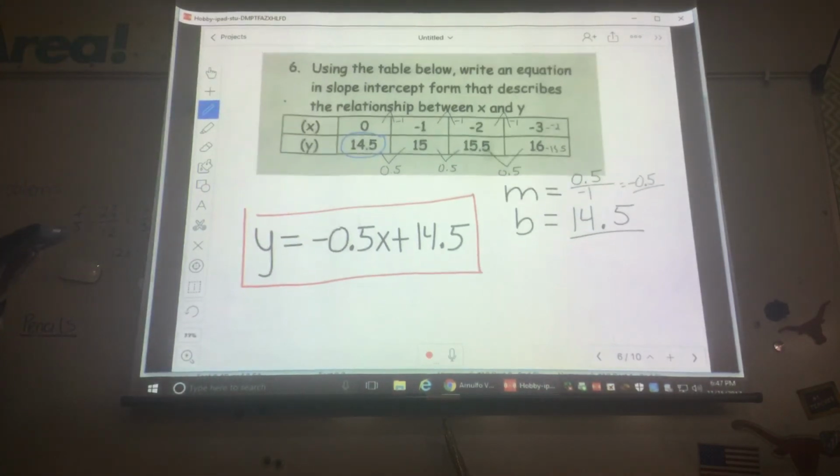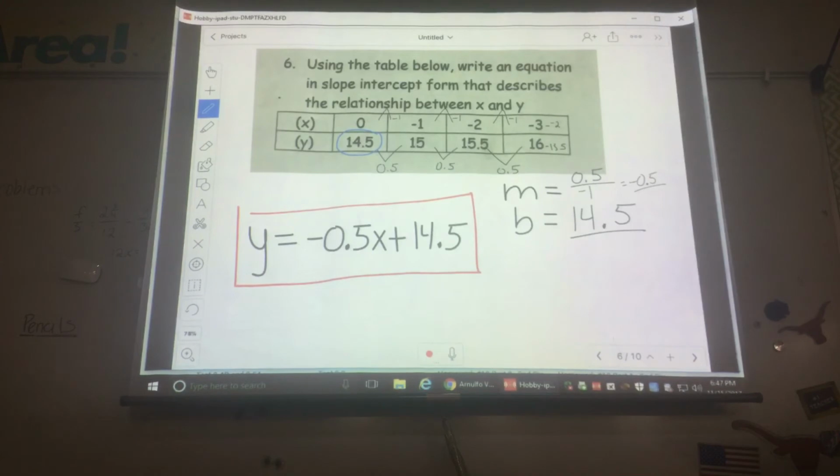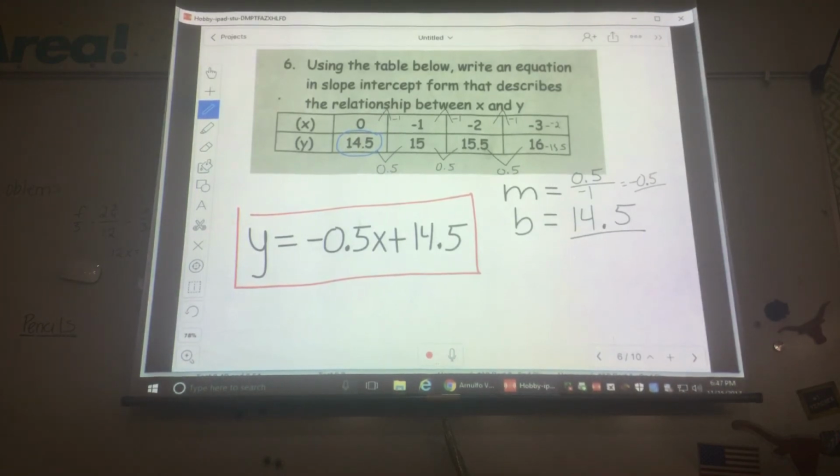Alright, let me zoom out some so you can see the work. Give you a few seconds to do that.